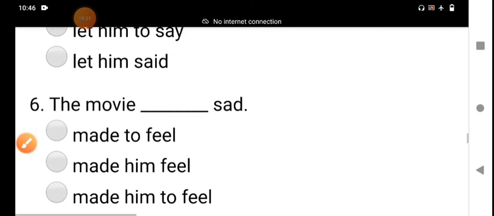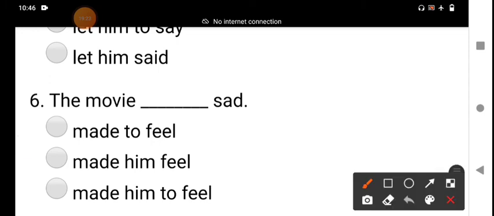Please listen carefully. The movie made him feel. It is in the simple past tense. Made him feel sad. Sad is an adjective. Sorrow, disappointed, displeasure, unhappy. The movie made him feel.